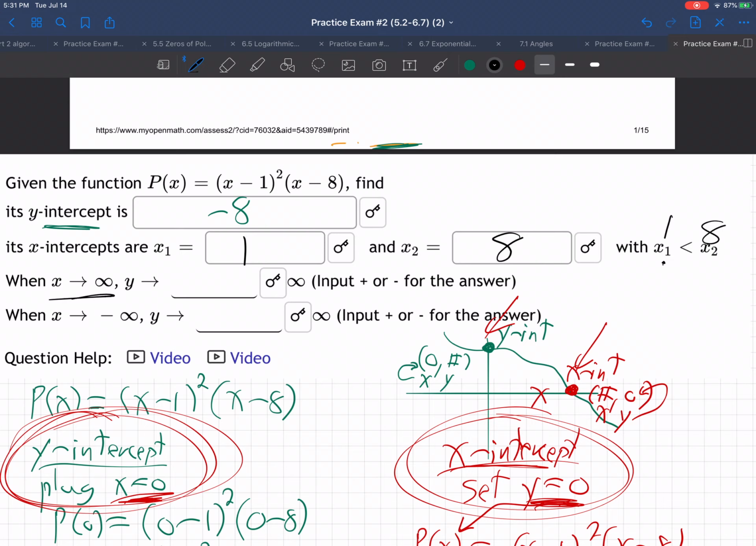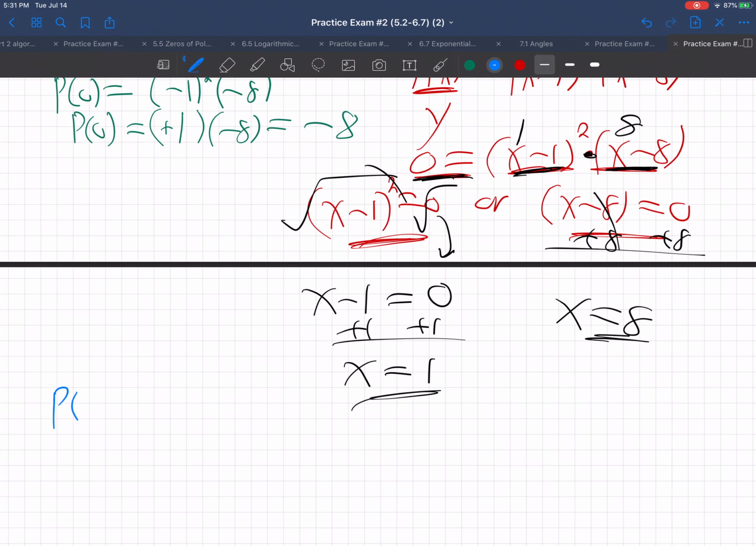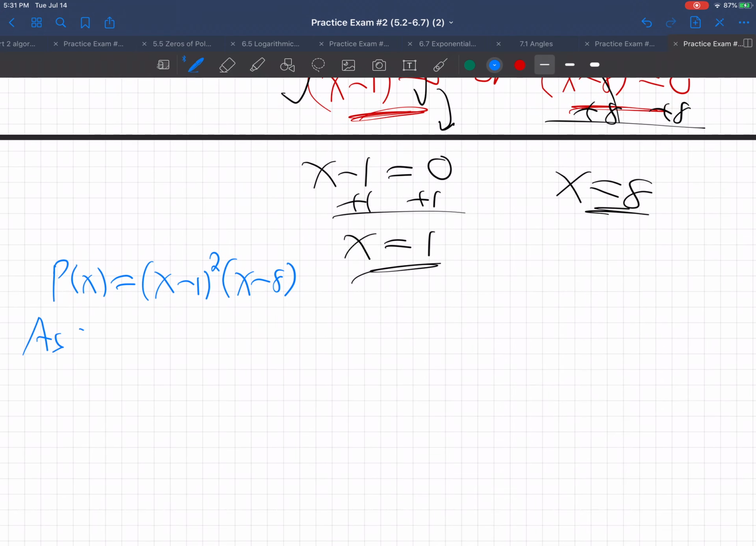Now, as x goes to infinity, what does y do? Okay, this is often tricky, so let me help with this. Again, we have the function p of x equals x minus 1 squared times x minus 8. As x goes to infinity, what are we talking about there? Well, we mean if you plug infinity in for x, what's going to happen to the function? Infinity's not really a number, so how can we do that? Just plug in a really big number, like how about 100? Just plug in 100 for x and see what you get.